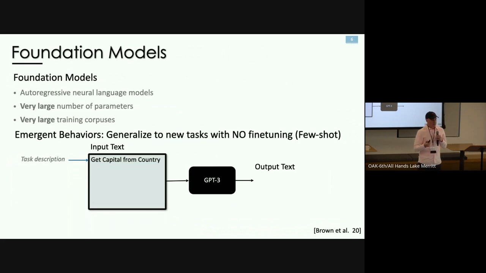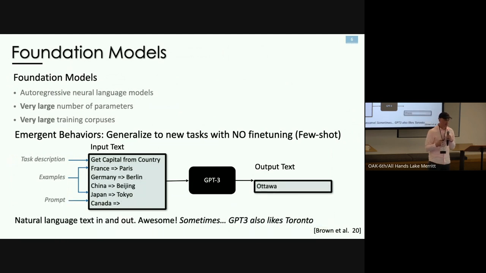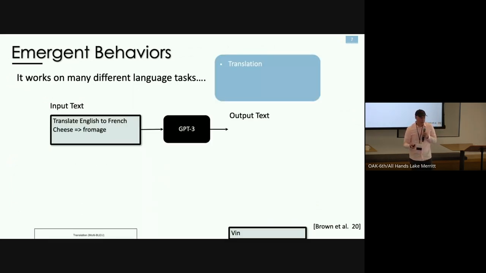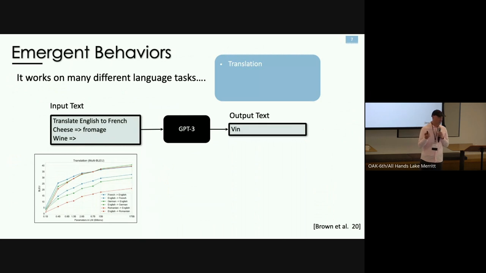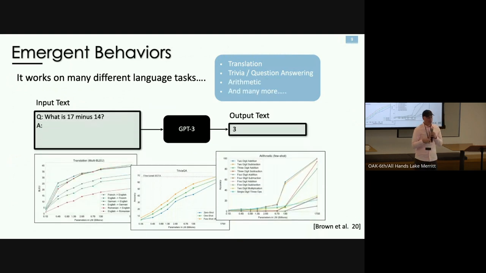So you take, for example, some text, get capital from country, you give it a couple of examples in natural language text, you ask it to complete the pattern, and lo and behold, out pops the answer. It generates those tokens. Okay? Again, we're all familiar with this. And of course, it didn't just learn to answer that question, it learned how to do translation, trivia and QA, arithmetic, actually not so well, but it learned all these things pretty much automatically.